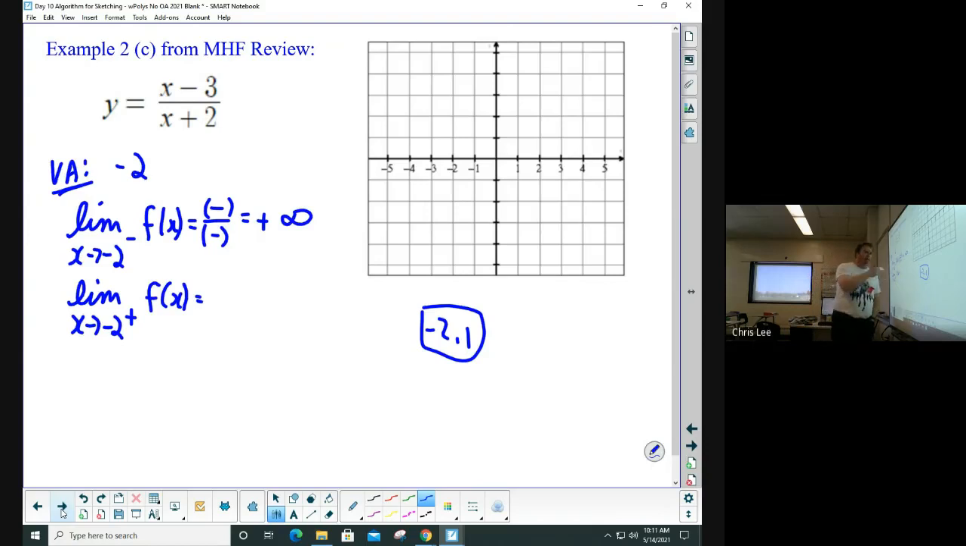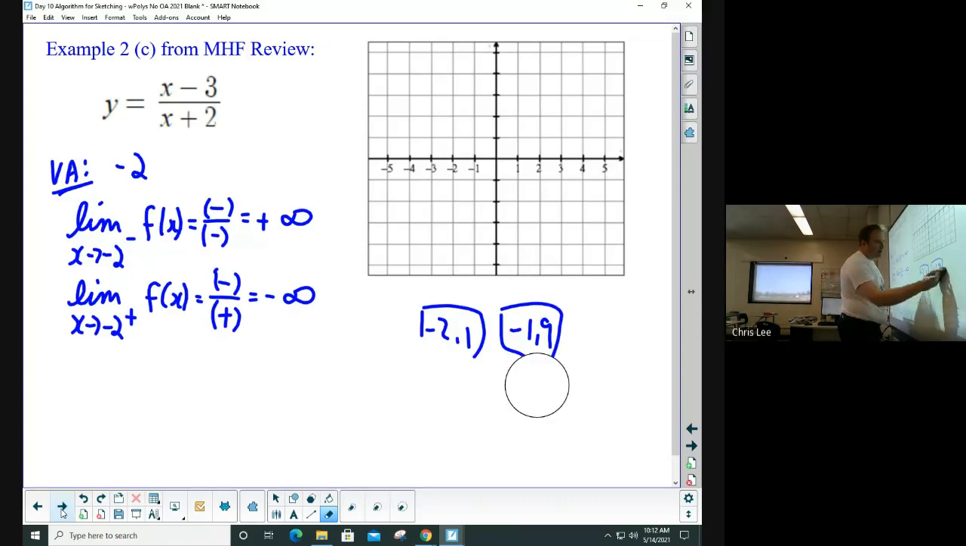Similarly, in my head, I'm going to pick a number just to the right, which is -1.9. I'm not writing this down, I'm just doing it in my head. And I'll do the same thing. -1.9 minus 3 is going to still be negative, actually further negative. And -1.9 plus 2 now gets me to the positives. It's going to get me over that threshold to be positive, which means I have a negative on the top and a positive on the bottom, which is going to be negative infinity.